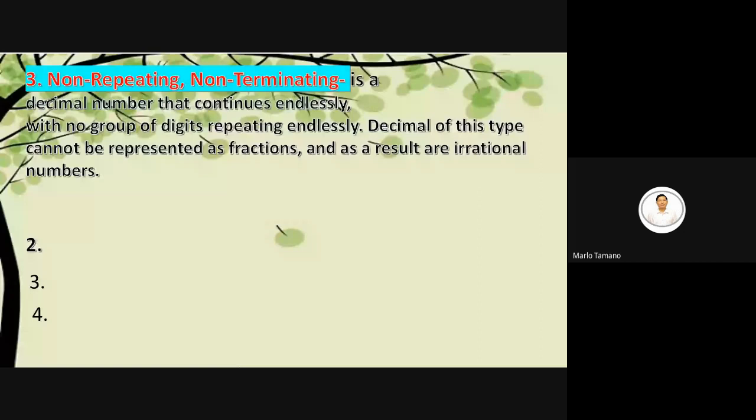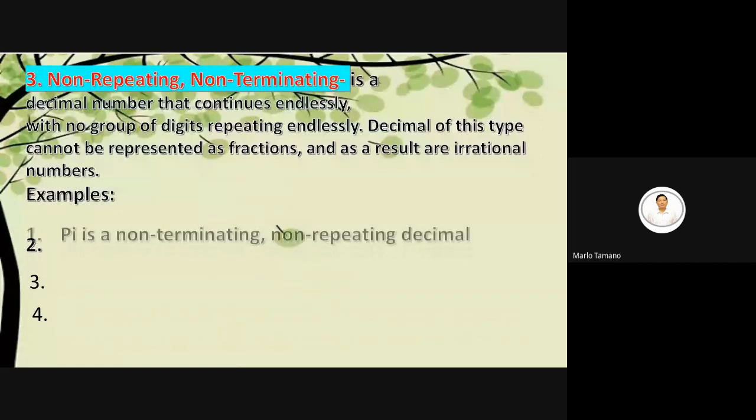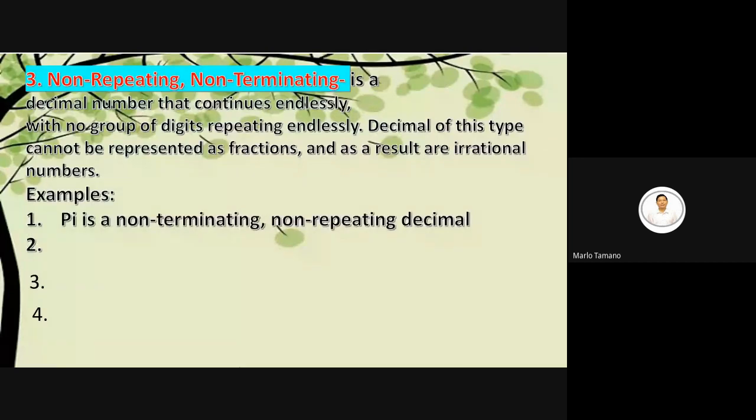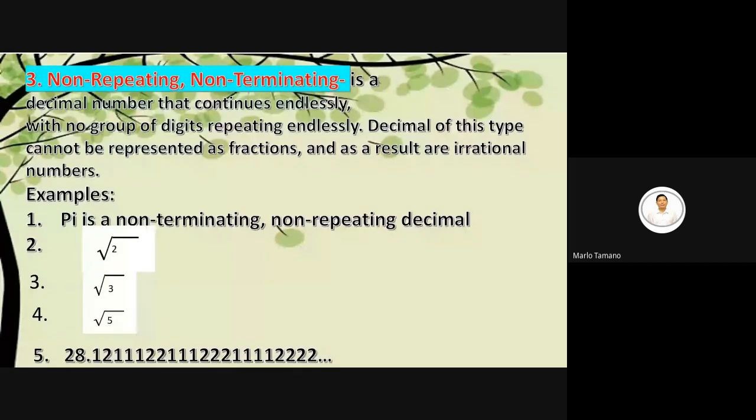Now, ito pa yung mga sample natin sa irrational. Number 1, we have pi. Pi is a non-terminating or non-repeating decimal. Number 2, we have the square root of 2, square root of 3, square root of 5. Square root of, we have 28.12111222111. Okay? So, mahirap po i-identify kung ano po yung repeated digit or number. Naintindihan?